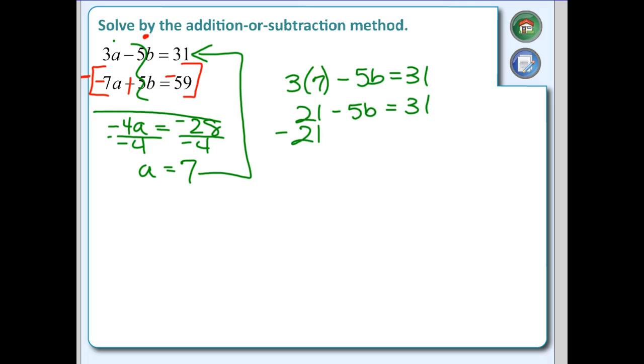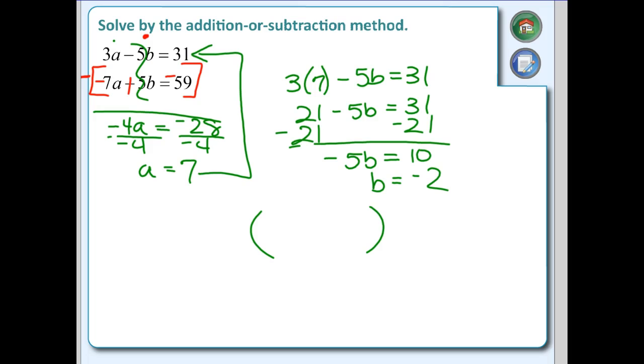Get rid of my floater. We're going to subtract 21 from both sides. Negative 5b equals, what's that going to be, 10? And so b equals negative 2. So once again, my ordered pair, they go in alphabetical order. So a comes first and b comes second.